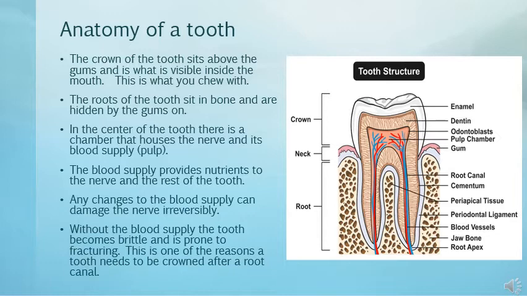Each root has one or multiple canals that connect the pulp from the bone up to the pulp chamber. Blood flows into each root from the bone up through the canal and into the chamber, providing nutrients to the nerve and the tooth. Any change to the blood supply can harm the pulp. Without blood supply, the tooth becomes brittle and is prone to fracturing. This is one of the reasons that every root canal tooth is crowned.